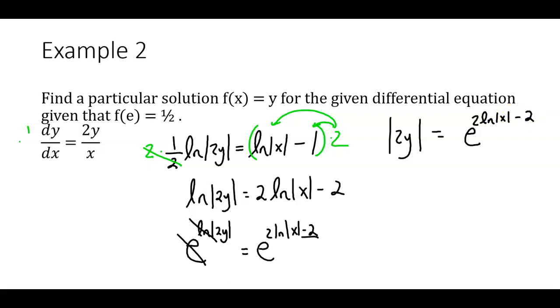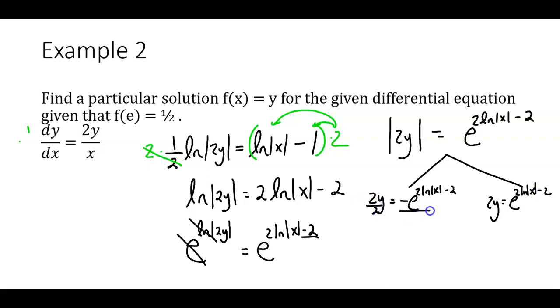All right. Now, as you guys know, when you have absolute value, you're going to split that up as two different equations. So we're going to have 2y is equal to a negative e to the 2 ln of absolute value of x minus 2. And then we're also going to have 2y is equal to a positive e to the 2 ln of x minus 2. Right? And then we're going to divide, and that's going to give us two possible answers.